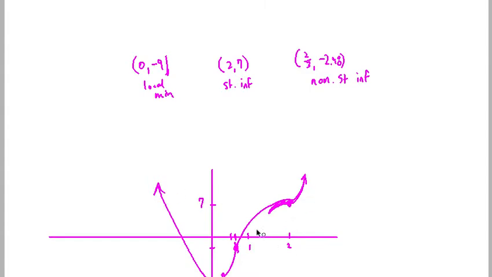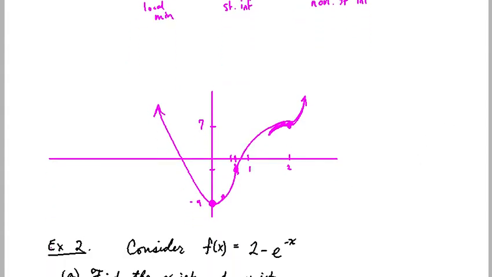All right, that's not a very good graph, but if I were to clean it up, it would probably look something like that, where that is one point of inflection, and that's one minimum. So that would be a more accurate graph.